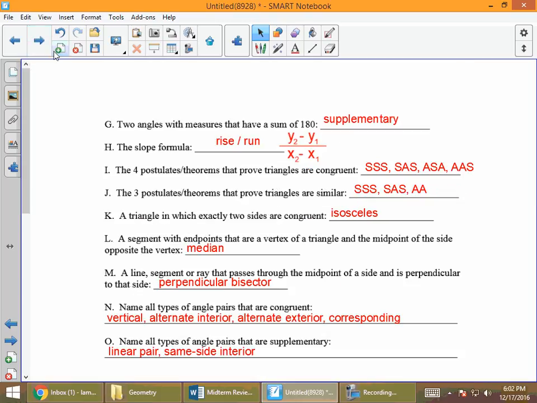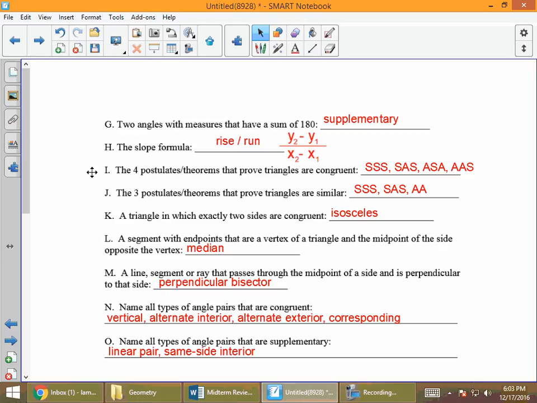Going on to the next page. Two angles have measures that add up to 180. We call those supplementary. Letter H, the slope formula, you can think of it as rise over run, which is y2 minus y1, that's the change in your y's, those go up and down, divided by the change in your x's, x2 minus x1.